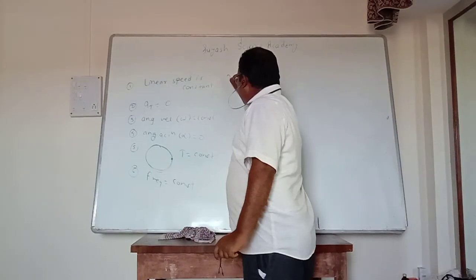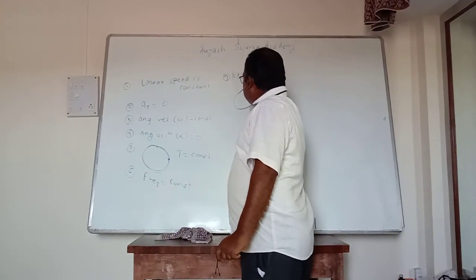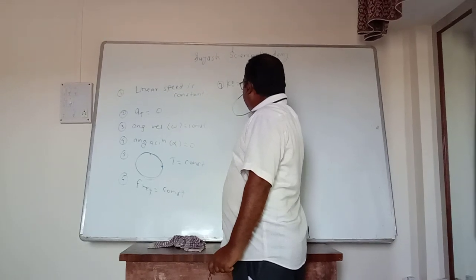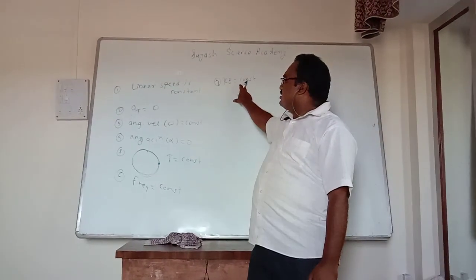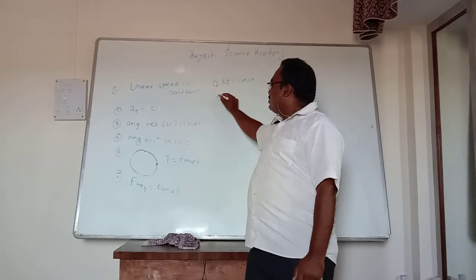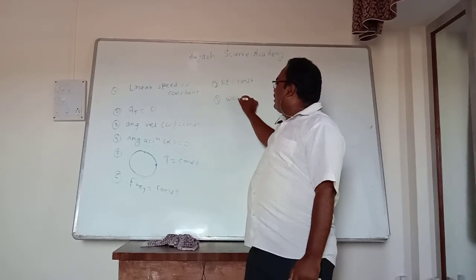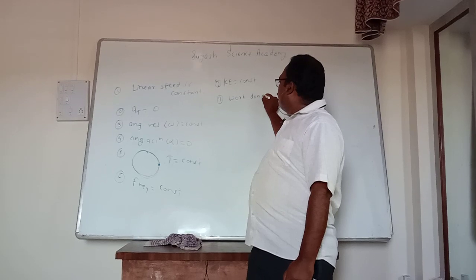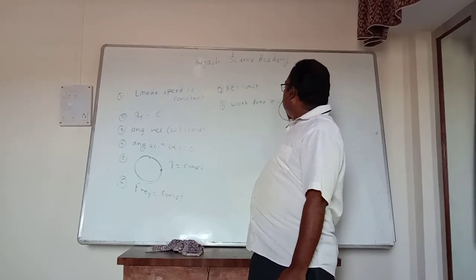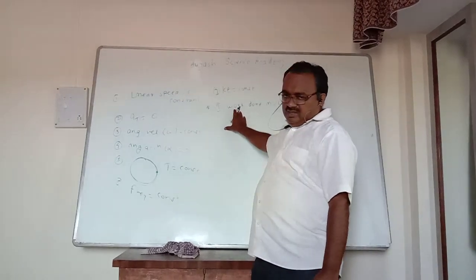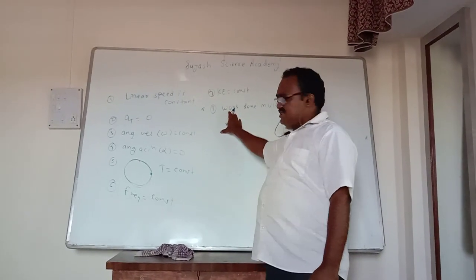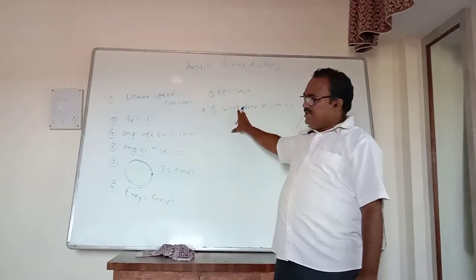Next is kinetic energy. Kinetic energy is again constant. Important property, frequently asked question: kinetic energy in UCM is always constant. Most important, the work done in UCM is zero. This is the most important property, asked about 4 to 5 times in the entrance exam. Work done in UCM is zero.